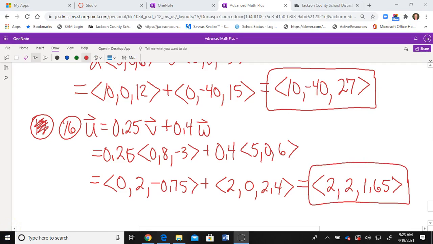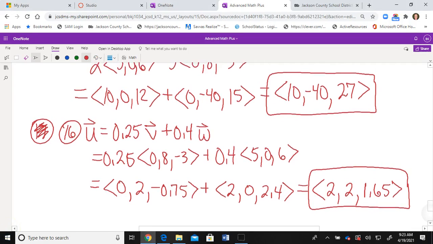Right. It's expensive. That's what it is.